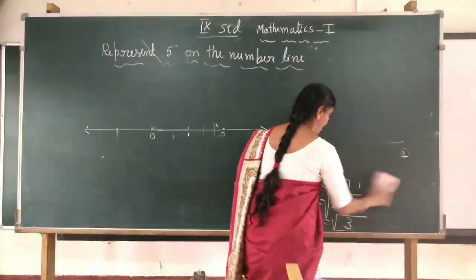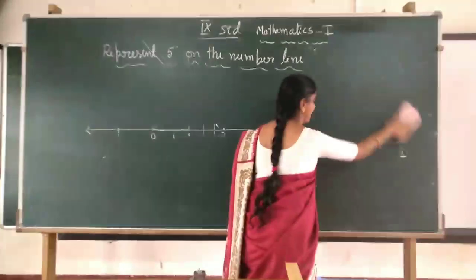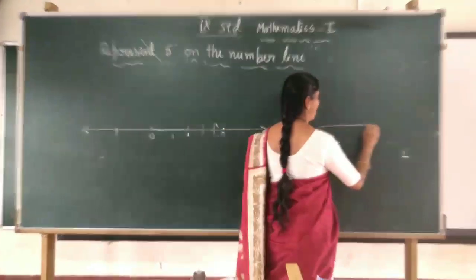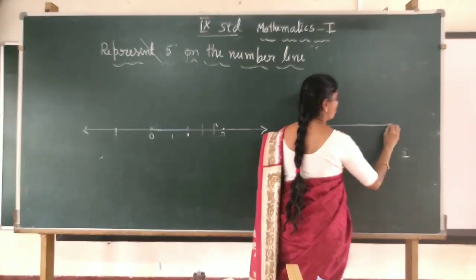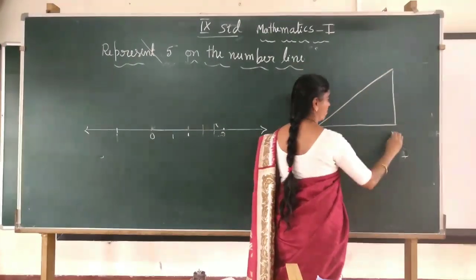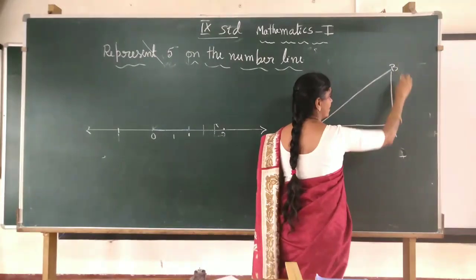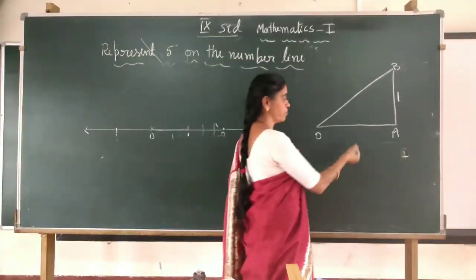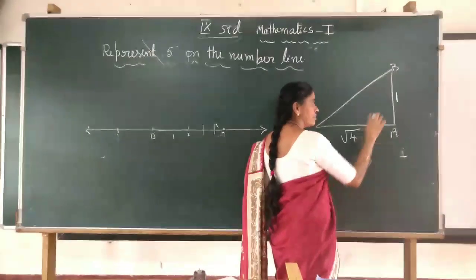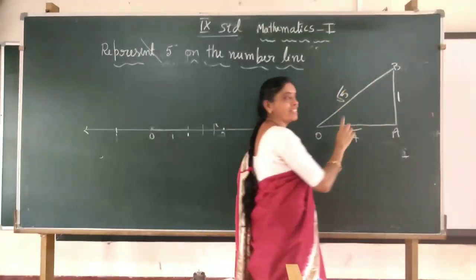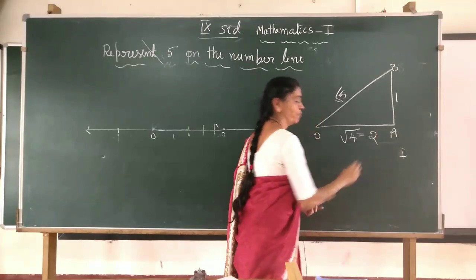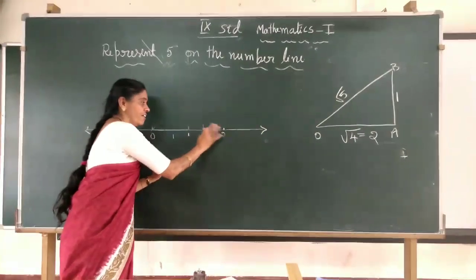Try to find out the side of the right angle. What should I take? This always 1 unit I said. This is the previous one, square root 4 and 1. It becomes square root 5. This will become square root 5 if you apply the Pythagoras theorem. And square root 4 is how much, children? 2.